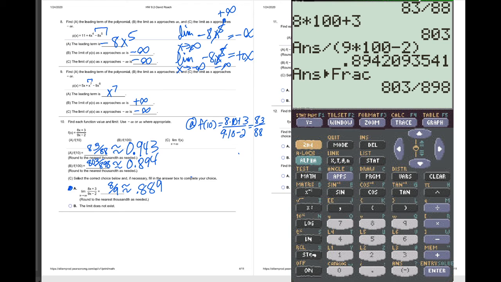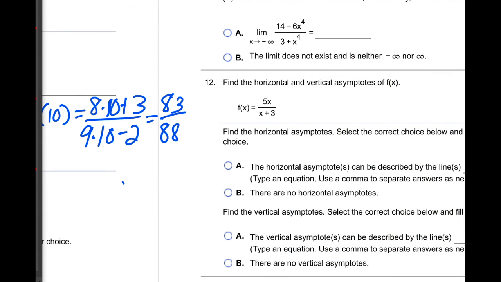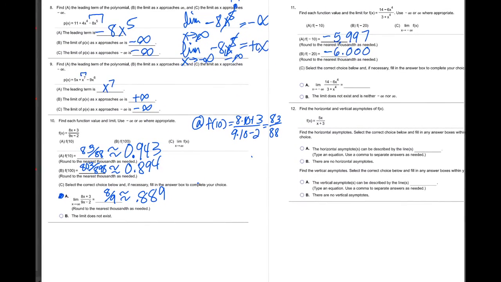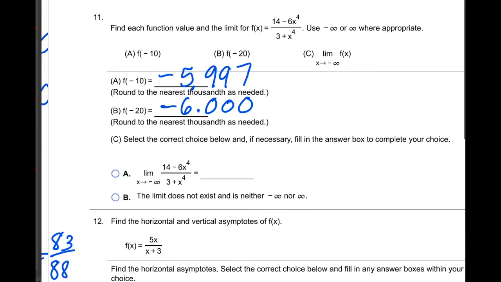Okay, now on number 11, if you plug in -10, rounded to the nearest thousandth, you get -5.997. If you plug in -20, you get -6.000. Now, what's interesting about that is we're already getting really close to the actual limit as you head out to minus infinity. Sorry, my calculator's in the way. Let me scroll that back for you here. So the f at -10 was -5.997. F at -20 is -6.000.